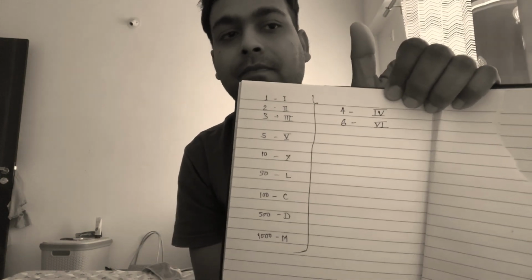On similar lines, if we have to represent 6, we have 5 plus 1. So V and I at the right side. See this, this is 6. That means if you want to subtract, you have to put the smaller numeral at the left side, and if you want to add, you have to put it at the right side.